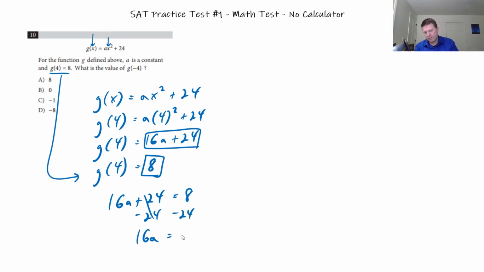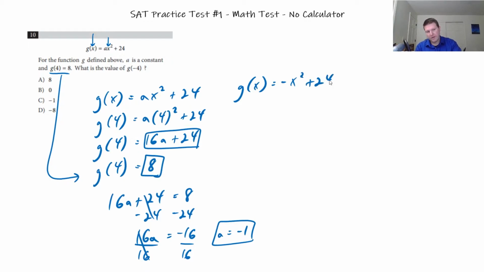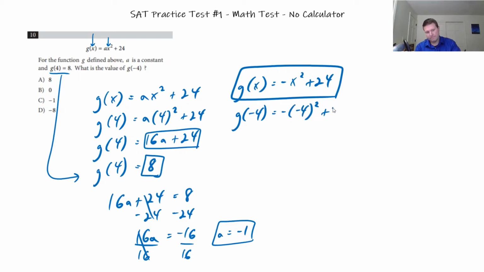So just crank it out, negative 16. And you end up with a is negative 1. Now that you have what a is, you can actually plug it back into the equation so you can get the full equation without any other extra variables in there. So it's actually this, and now that you have the equation without a in there, you can just figure out what g of negative 4 is by plugging it in. So it should look like this.